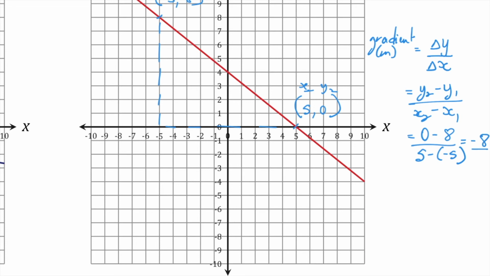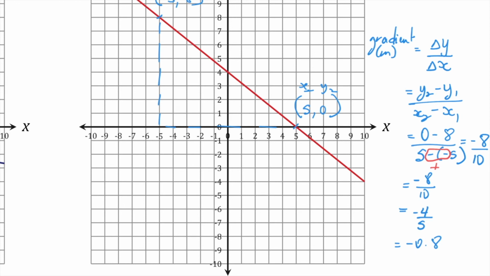over 5 minus -5. Once we see a minus and a negative sign like that, that's the same as plus. So 5 plus 5 is 10. So we have -8 over 10. Or we can choose to simplify that and put it as -4 over 5. Or we could choose to write that as -0.8. And that is our gradient.